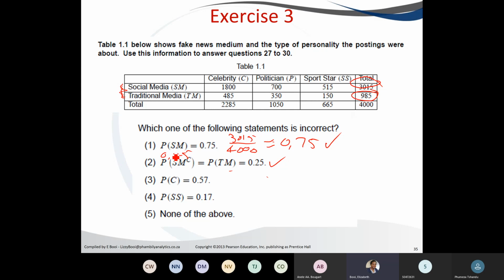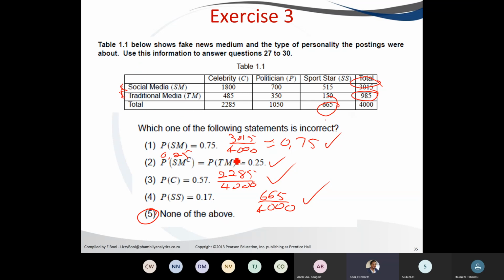The probability of celebrity will be 2285 divided by 4,000. 2285 divided by 4,000 is 0.57, which is correct. The probability of sports star, which is 665, will be 665 divided by 4,000, which equals 0.17, which is the same. So therefore it means none of the above questions will be correct.